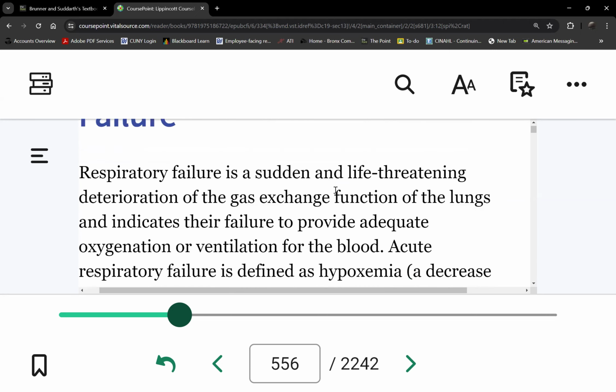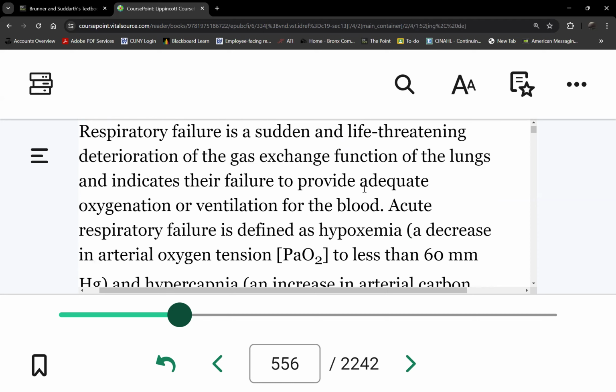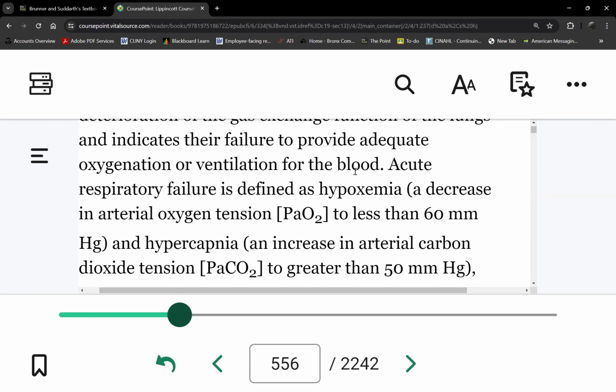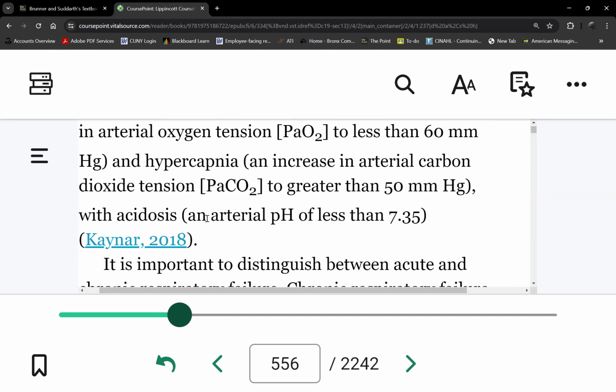Okay. So what is this condition? It's a sudden life-threatening deterioration. Now you meet the respiratory failure diagnosis when you have these three appearing on your ABG. So we need an ABG in order to diagnose respiratory failure. First is your PaO2 is less than 60. Number two, your PaCO2 is over 50. And the patient's pH is less than 7.35.